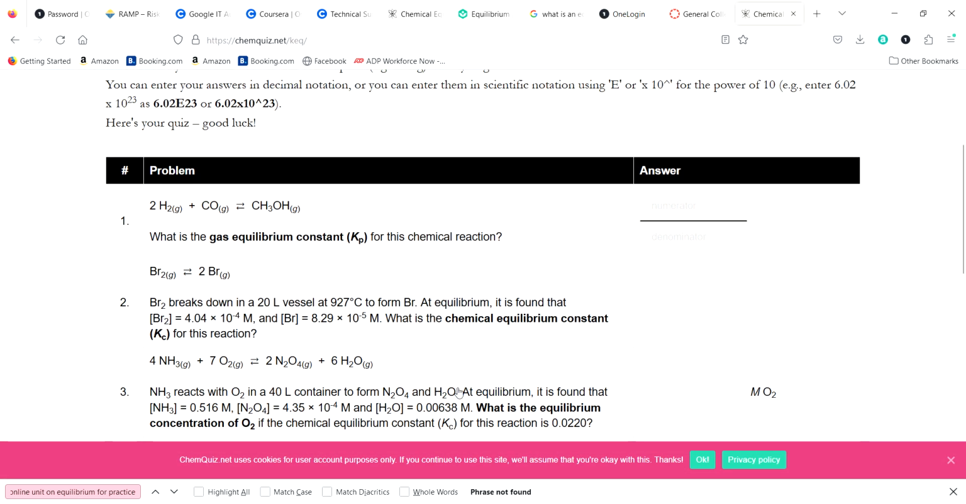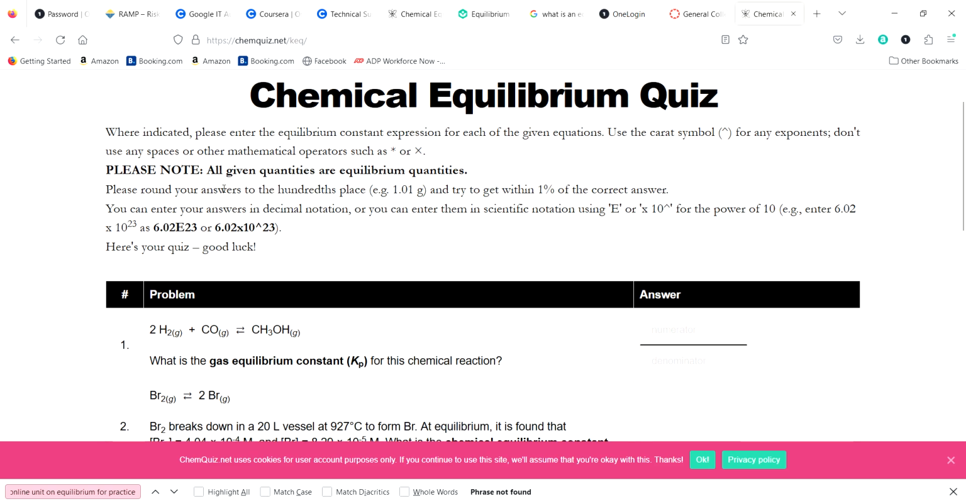And you may have to play with it a little bit to figure out, like, it gives you directions. Read these directions about how to enter in the answers. Use the caret symbol for any exponents. Don't use any spaces or mathematical operators such as the asterisk or X, okay? All given quantities are equilibrium quantities. It's bold, so I would make sure that I read the stuff in bold, right?